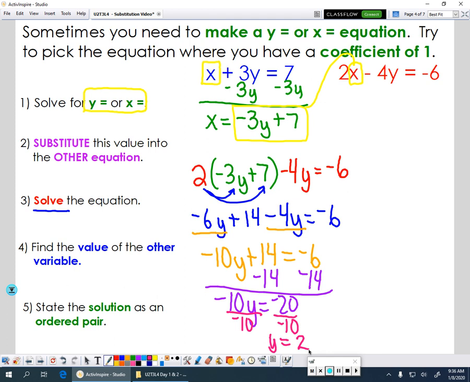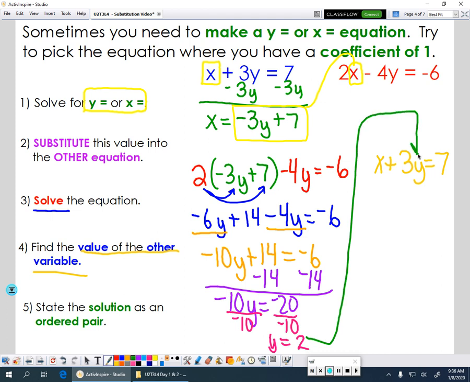Now, that's just the y value of the ordered pair. I still need to figure out what the x value of my ordered pair is. So again, I'm going to find the value of the other variable by plugging into one of my equations. When I look at these two equations, I like the way this one looks, x plus 3y equals 7. It seems a little simpler to me because at the end when I plug this in, I'm just going to get a value for x. So I'm going to take this and plug it in here for y. I could use either equation though, okay? Don't worry about picking the wrong one.